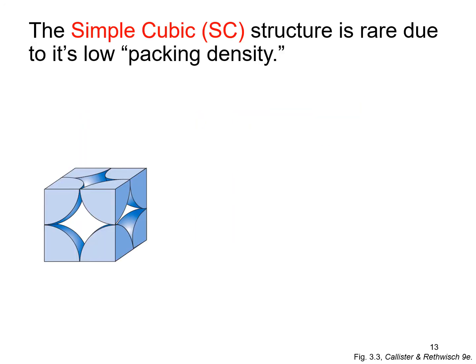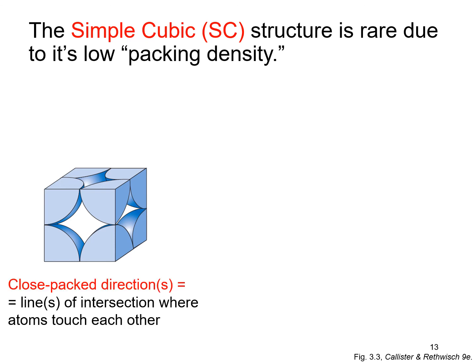Using the same 3-dimensional configuration that we used on the previous slide, we can visualize this model three different ways. First of all, let's let the atoms remain the spheres, just like we said, and assume that they are solid spheres. We use this model to define our first term, the close packed direction. The close packed direction is the line of intersection where atoms touch each other. So we ask ourselves, where in this model are the atoms touching? They are touching along the cube edges, and so these cube edges represent the close packed directions.